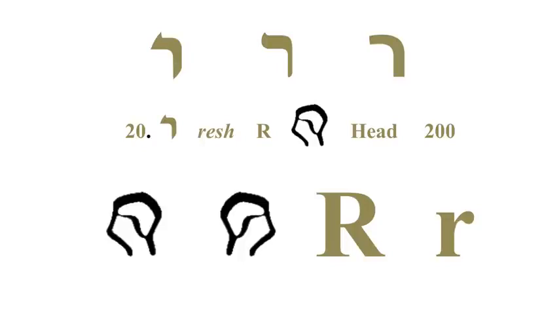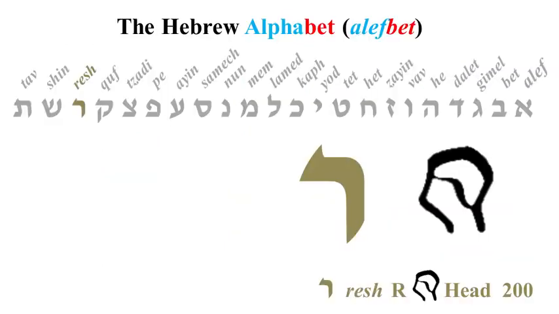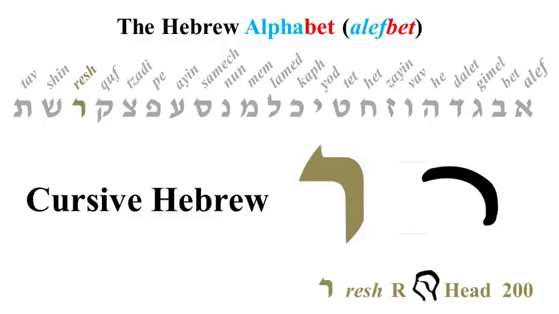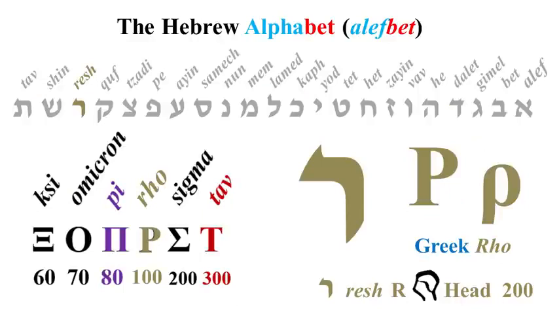In the Torah, there are 18,109 Reshes. And we have a cursive version, which looks very like the Resh. And the Resh is a dental, because you use your teeth to make this sound, Resh. Your teeth actually touch together as you push the air out through them. It has a Greek equivalent, which is the Ro.